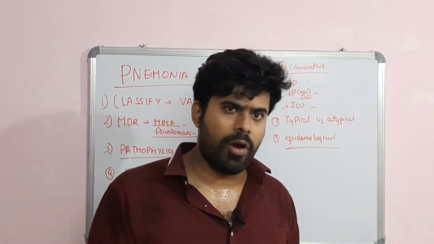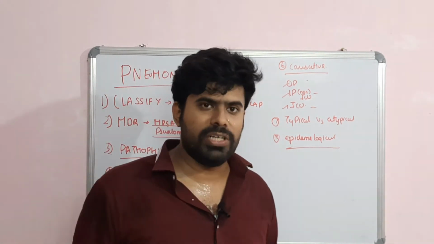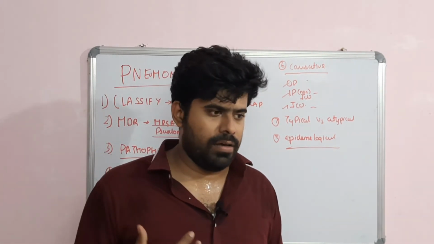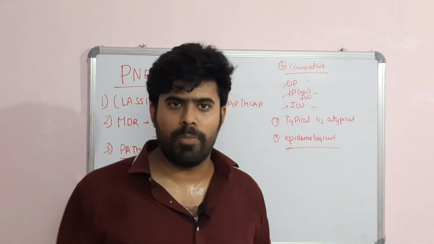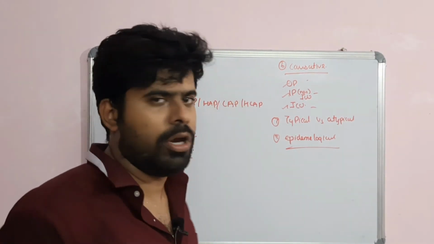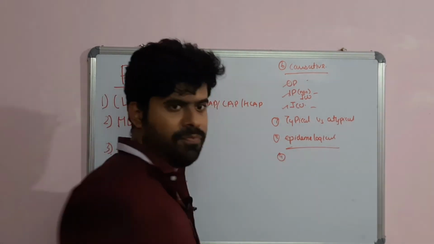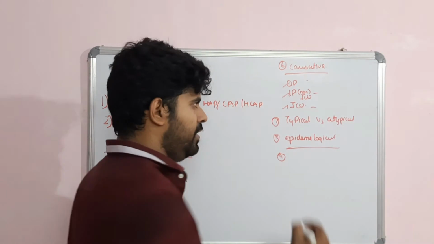If the patient is a chronic alcoholic, think of Klebsiella pneumonia and pneumococcal pneumonia. If the patient has an underlying lung abscess, it is predominantly because of anaerobes and microaerophilic streptococci. Then we will be dealing with the clinical features.